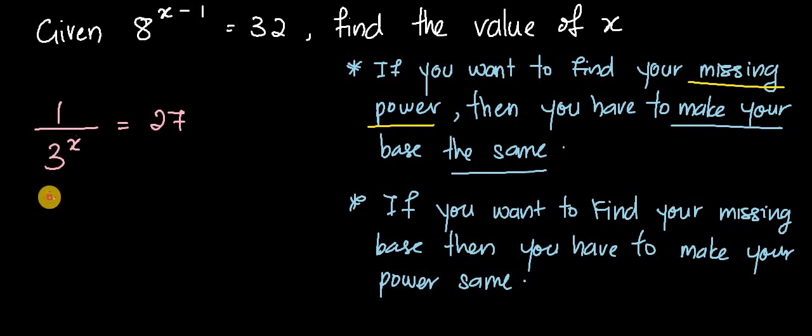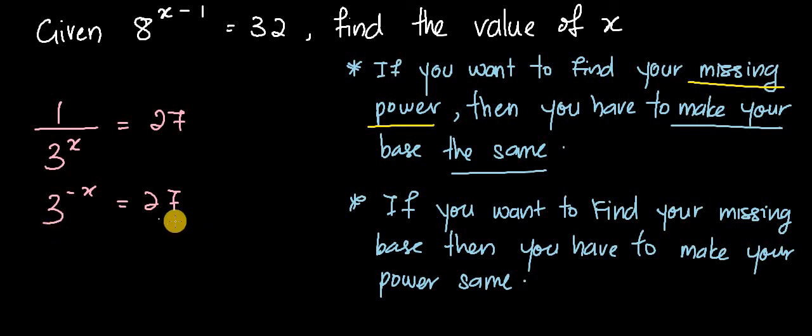Now, another way I can write this is 3. I can bring this whole thing power up. So 3 power negative x equals to 27. Correct? Because another way for me to write this is also like this. Clear? So now you can play with your base.